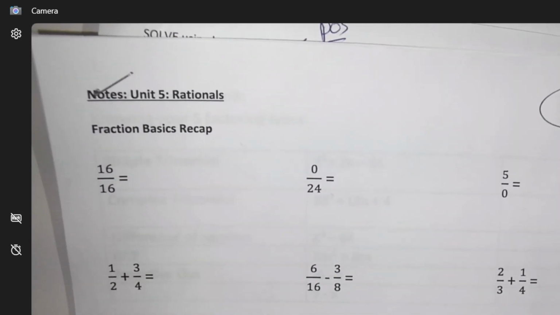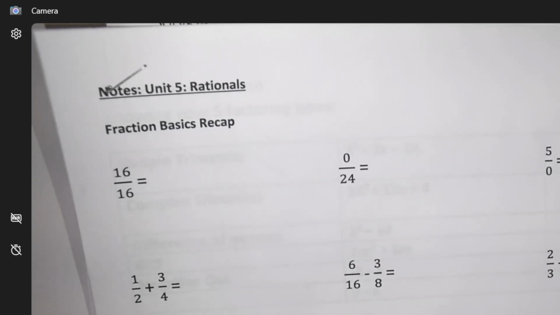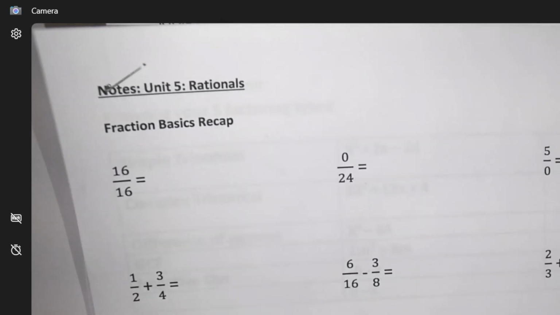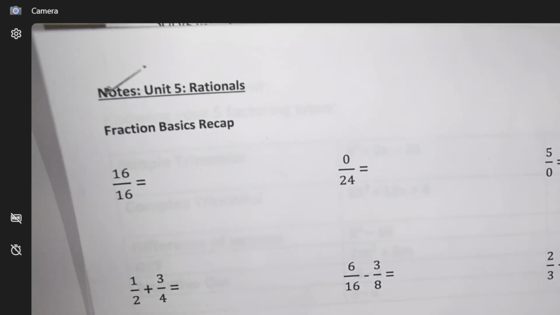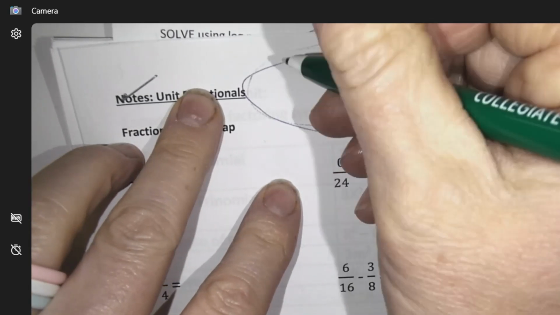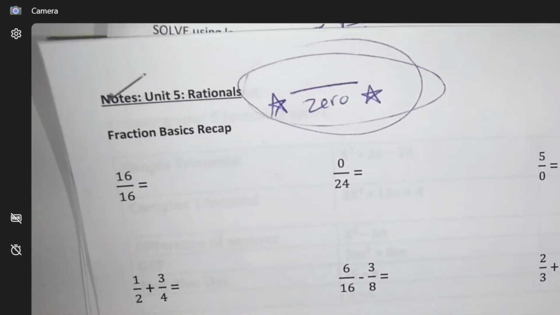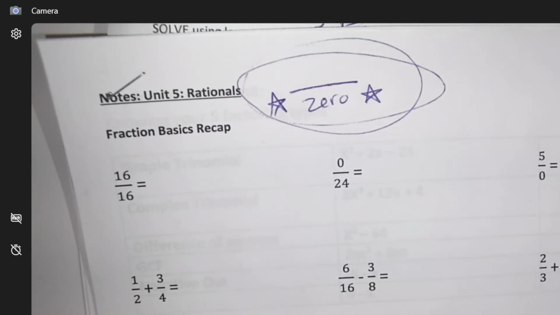Okay, so unit five called the rationals. So this is going to involve fractions. And whenever we involve fractions, what's the biggest idea we can think of with fractions? Dividing by zero is a problem. That's like the biggest thing you can think of with rational functions. So that idea you have to have in mind this entire unit. You can never divide something by zero, right?